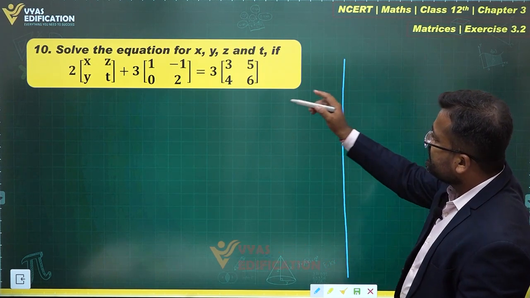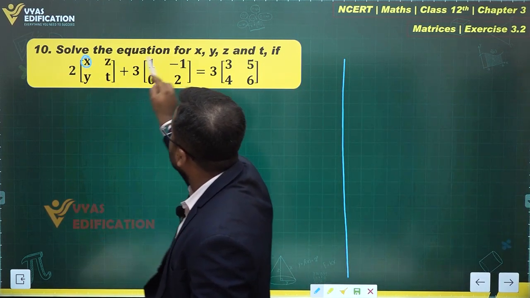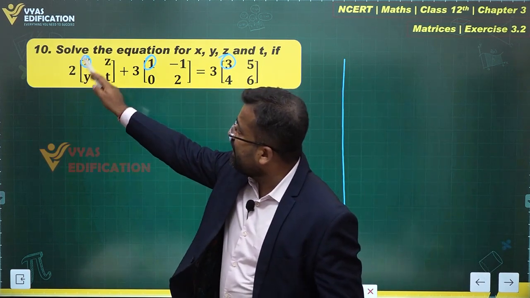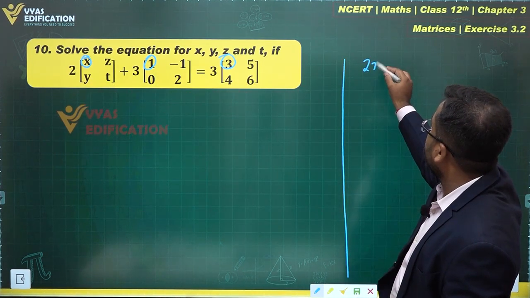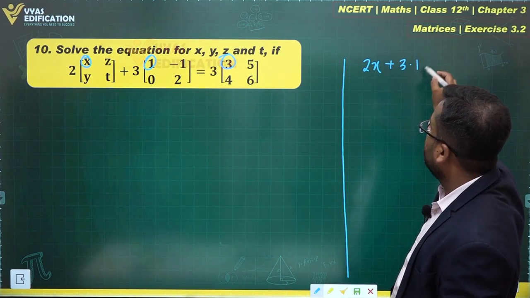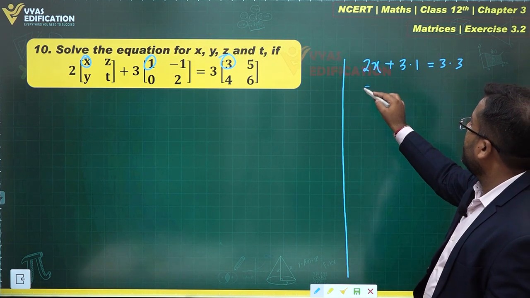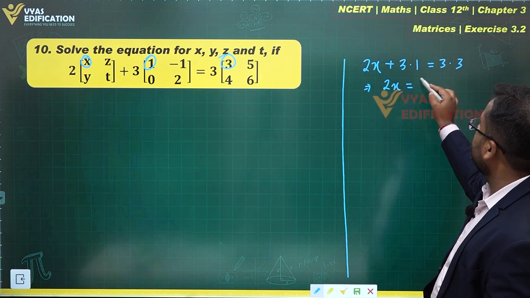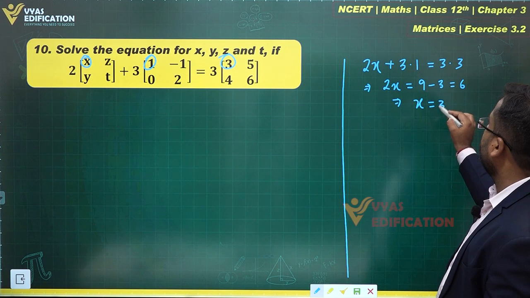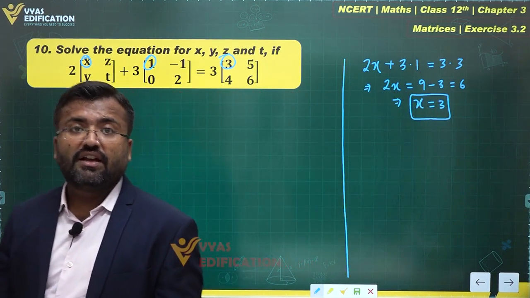What you will do is, this is 2 times x, the first element. Let's focus on the first row, first column, this particular element, right? That element would be actually 2 times x plus 3 times 1 is equal to 3 times 3. This is what I have, right? So from here, what I'll get is 2x equals 9 minus 3, which is 6, or the value of x would be 3. Just by comparing the first row, first column, this is what you'll obtain.